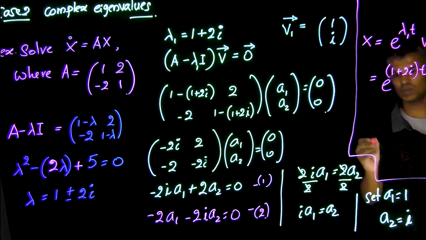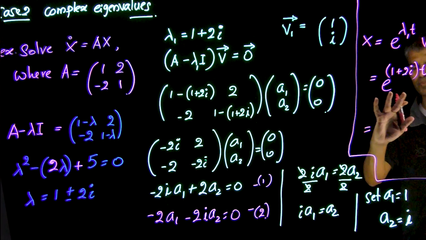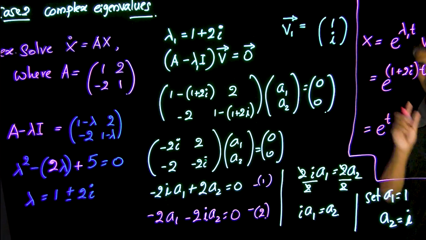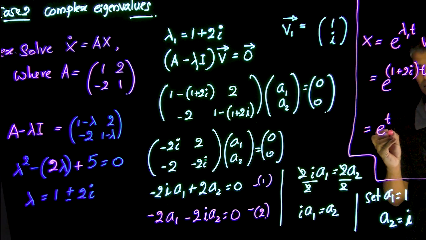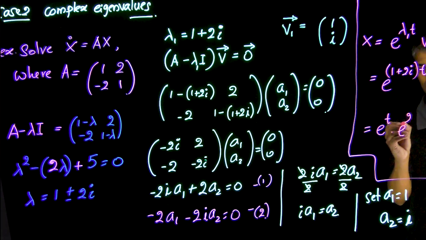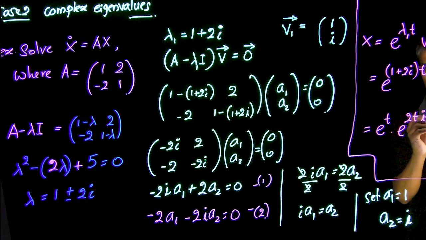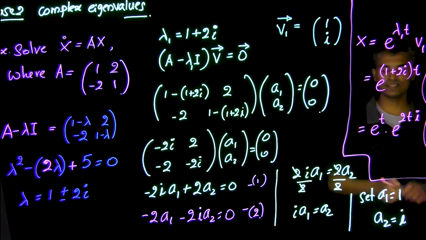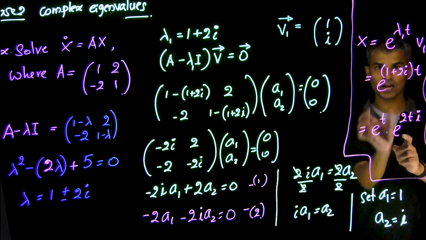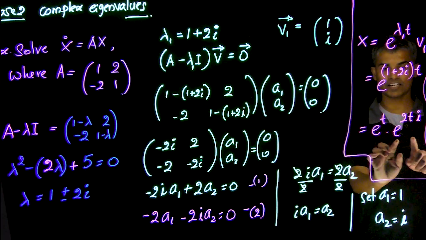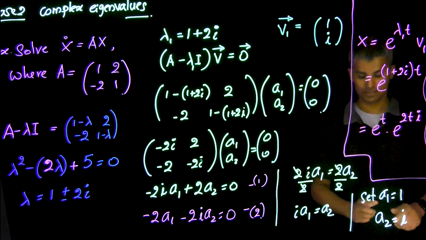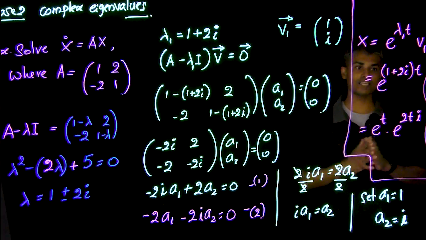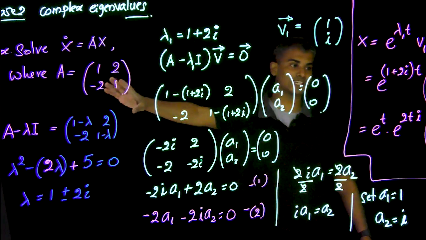Okay. So, I am going to simplify this part. It is nothing but e to the t, 1 times t is t, times e to the 2ti times (1, i). So, basically what I did was I separated the real part of this one and the imaginary part of this. Okay. So, from this we are going to figure out the two independent solutions for our original problem.